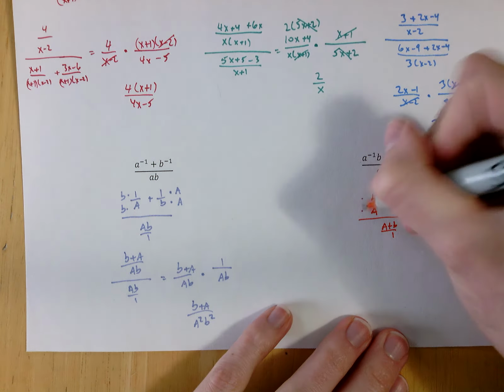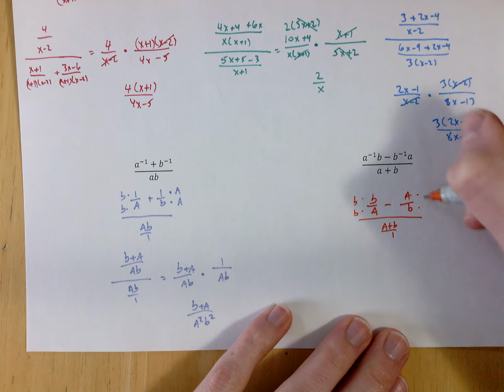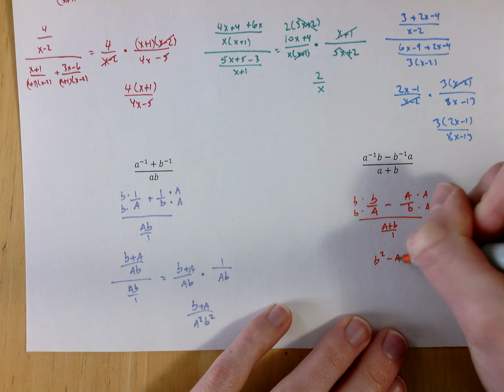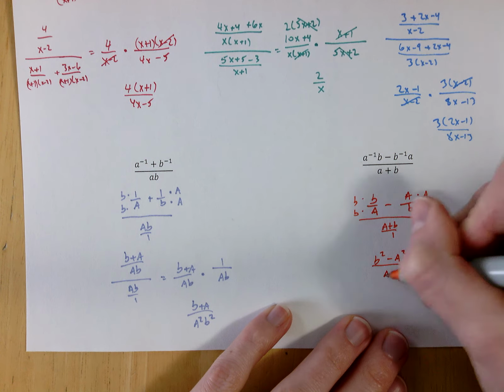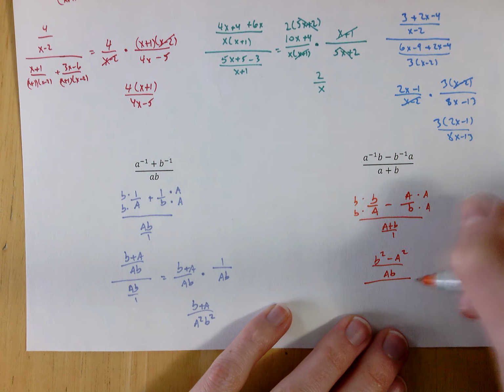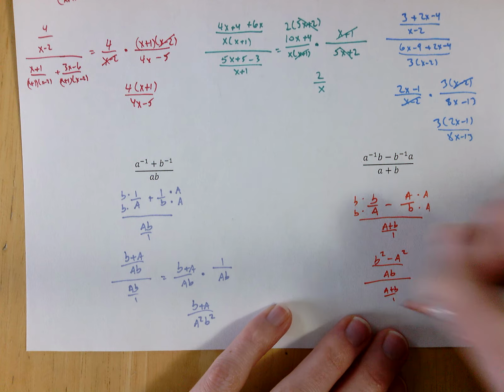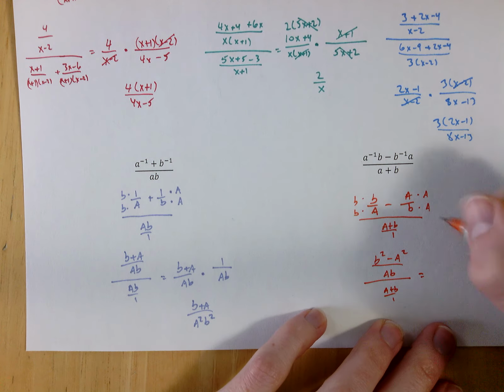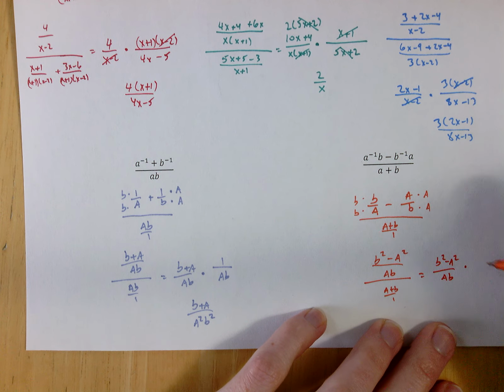Okay, so this guy, I'm going to multiply top and bottom by b. This guy, multiply top and bottom by a. So I'm going to get b squared minus a squared over ab. And that's all divided by a plus b over 1. Okay, so that's b squared minus a squared over ab. And then I'm going to flip it. So it's 1 over a plus b.